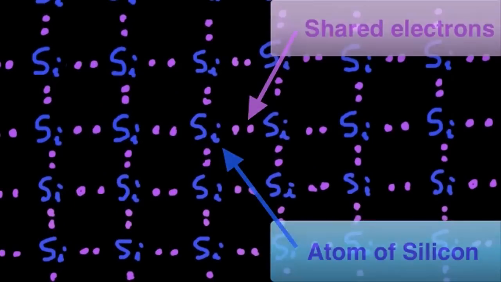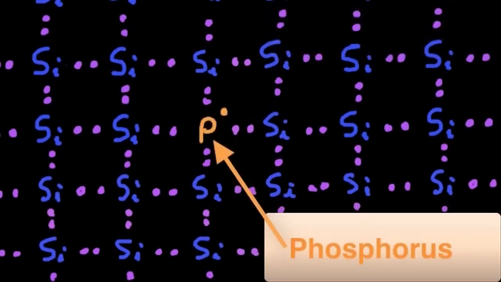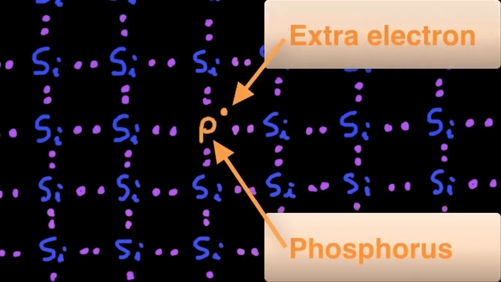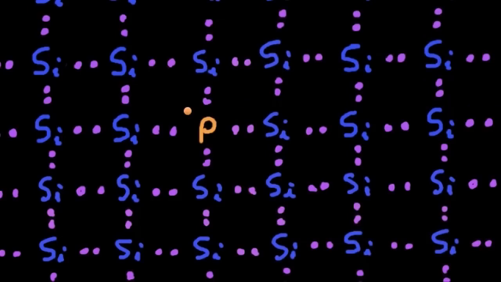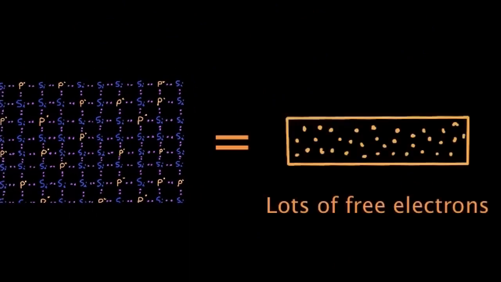However, when phosphorus atoms are added to the silicon structure, they disrupt the nice arrangement because they have one extra electron compared to silicon. This electron cannot bond to the neighboring atoms, and it becomes a free electron. If we add a lot of phosphorus in the silicon, we end up with a lot of free electrons in the structure. This arrangement is called n-type because it's going to be on the negative side.